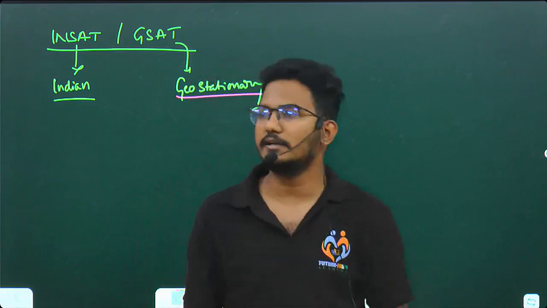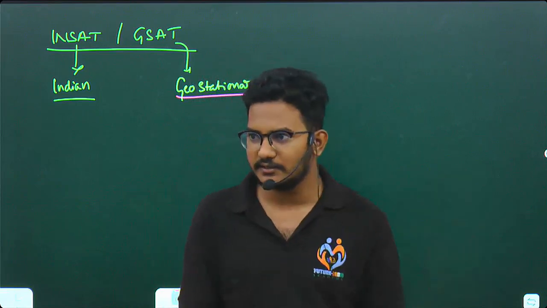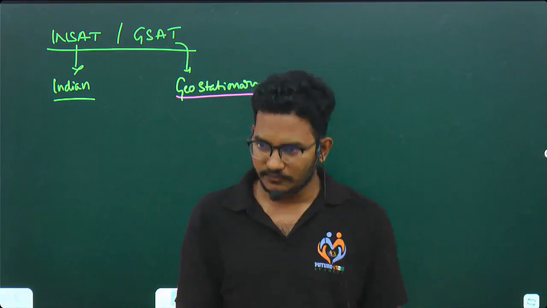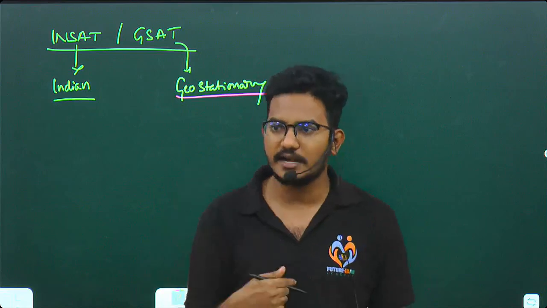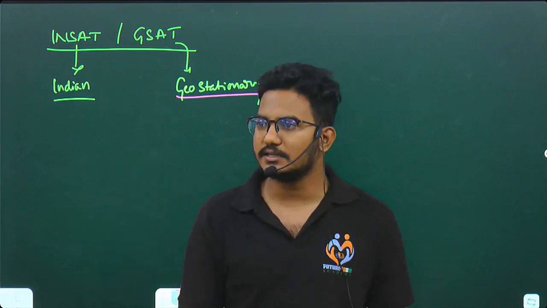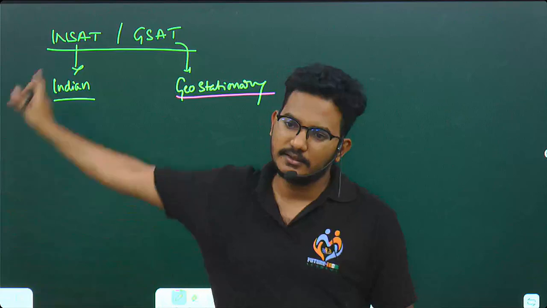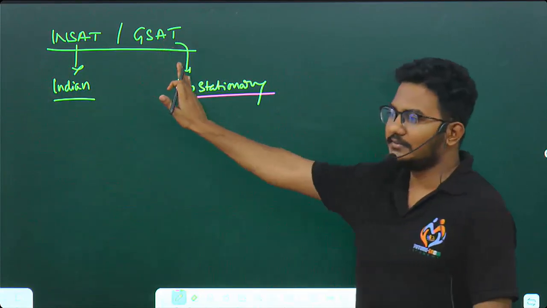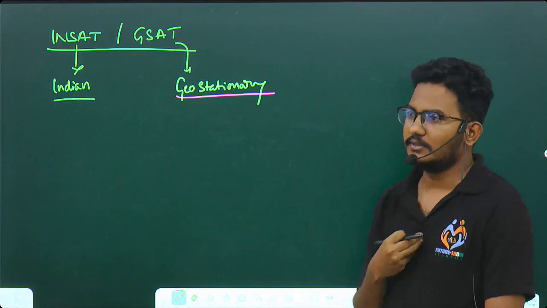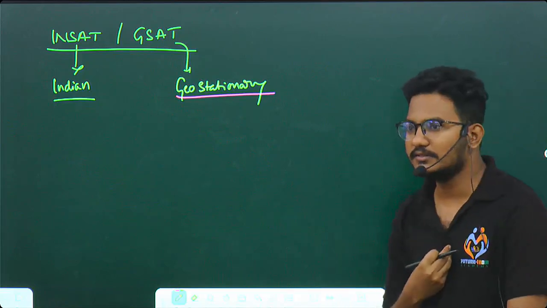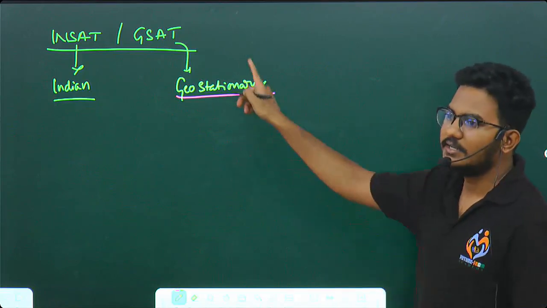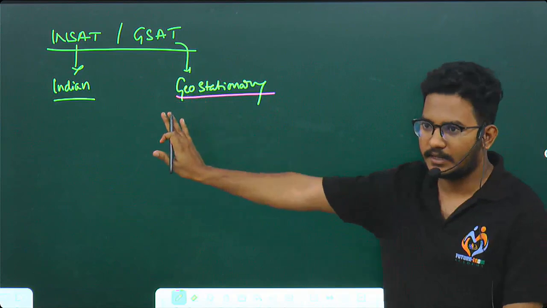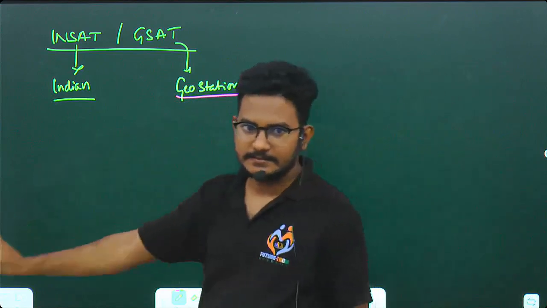their launching vehicles. Yesterday we have seen International Launching Station. So whenever we are launching our satellites in the International Launching Station, then we'll call them as INSAT. Okay. If we are launching these satellites in our country with our launching vehicles, then we'll call this as geostationary satellites. Simple? Clear? Yes? Right on.